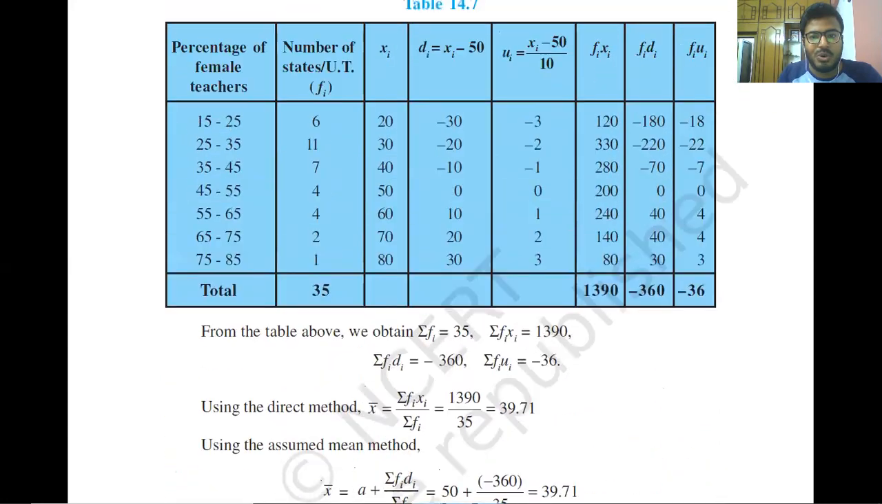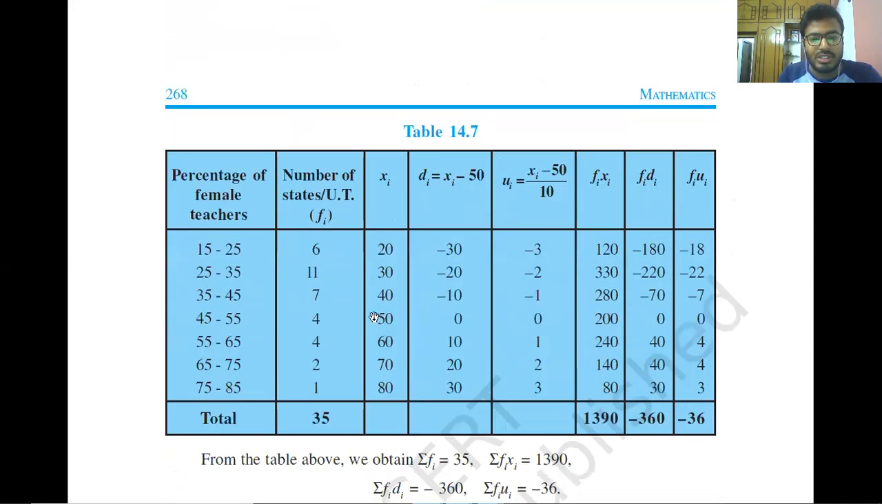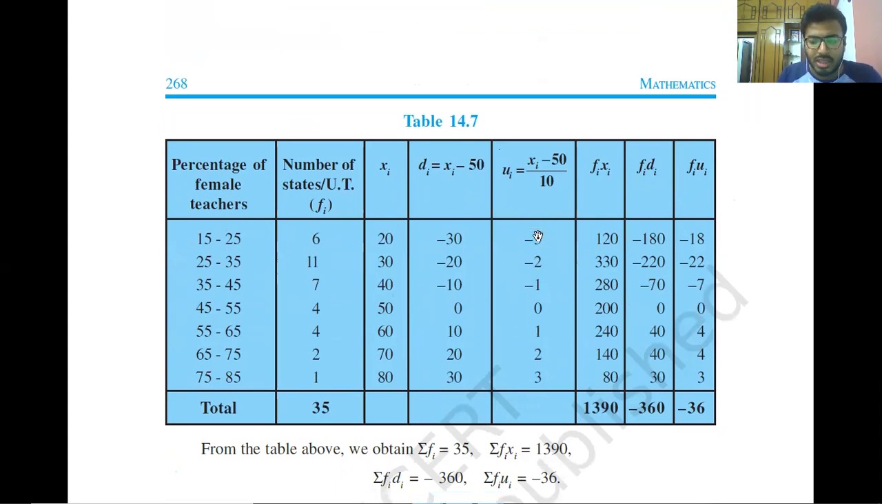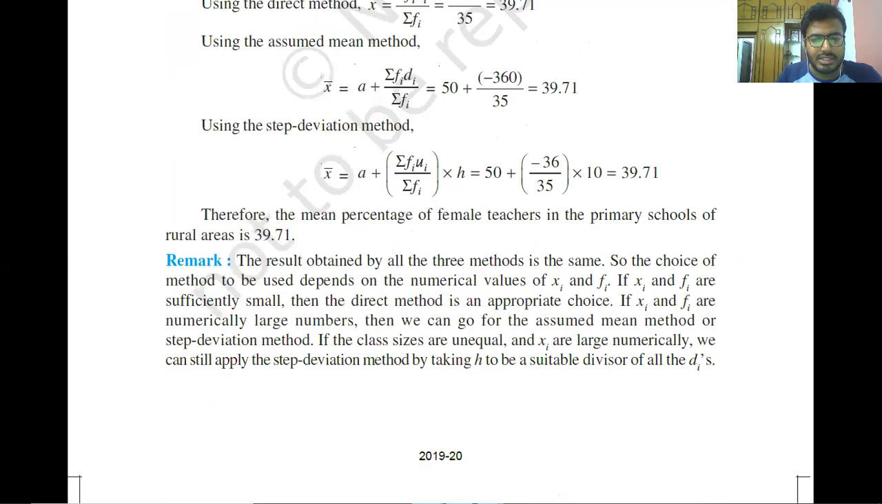Okay, since you have to only put, see look here, जो assume mean क्या है यहाँ पर उसके सामने क्या डालना है 0 और उस पर क्या करना है -1 -2 -3, नीचे क्या जाना है 1 2 and 3. So it is basically the same for everyone, for every equation. Now only the third example will have some difference. So I'll just read on. If xi and fi are sufficiently small, then the direct method is the appropriate choice. If xi and fi are numerically large numbers, then we can go for the assumed mean method or the step deviation method.